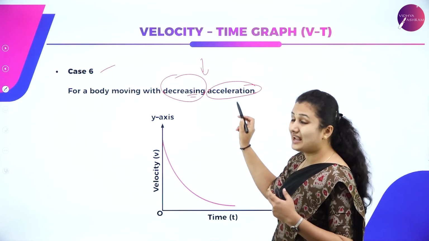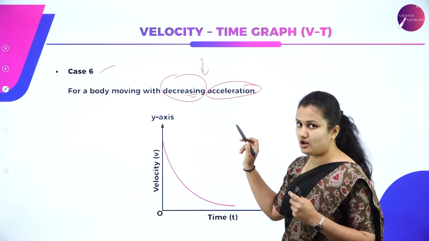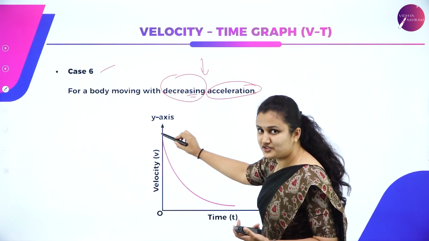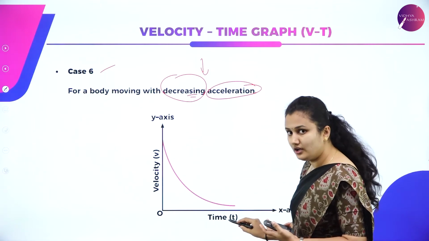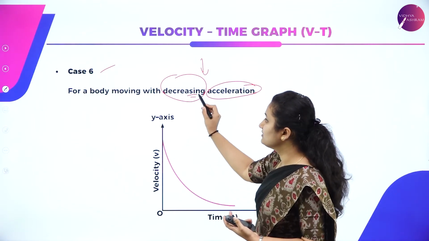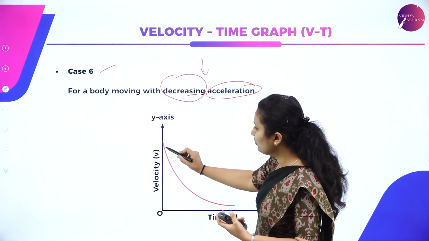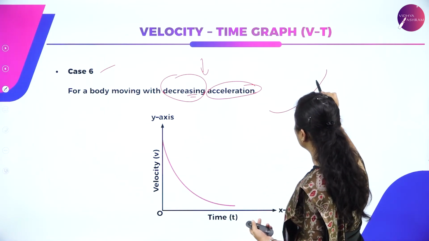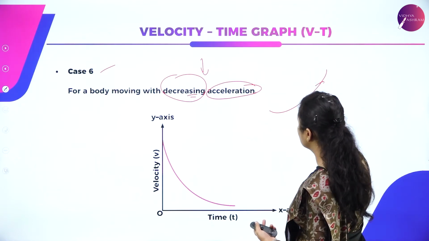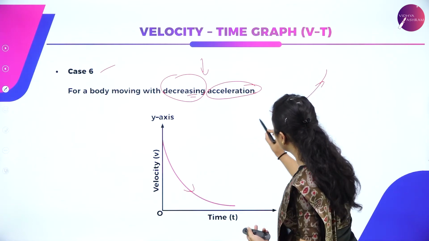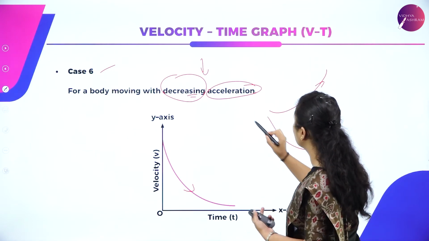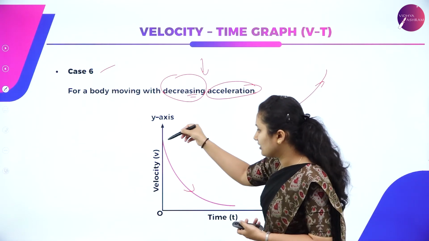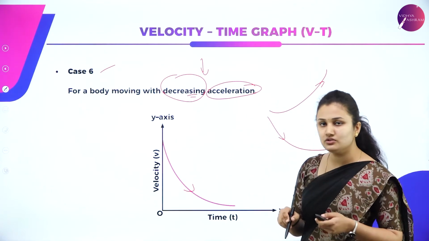So you should be careful with these three terminologies. You should know what is acceleration. And here we have velocity along the y-axis and time along the x-axis, as the body is moving with a decreasing acceleration. Instead of the curve for increasing, for decreasing we can see it is just the reverse of increasing acceleration. So velocity is decreasing with respect to time.